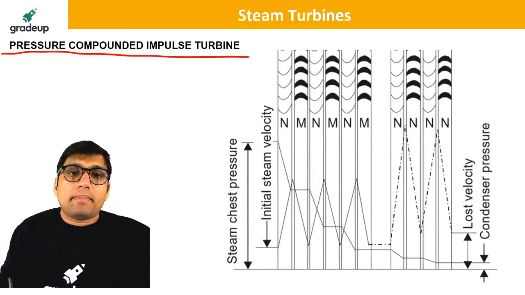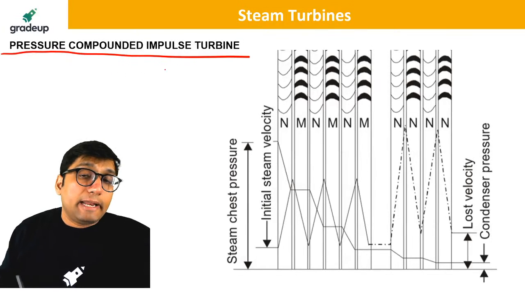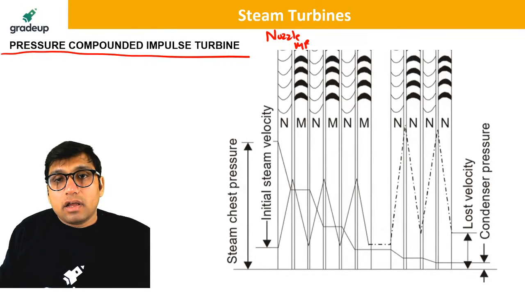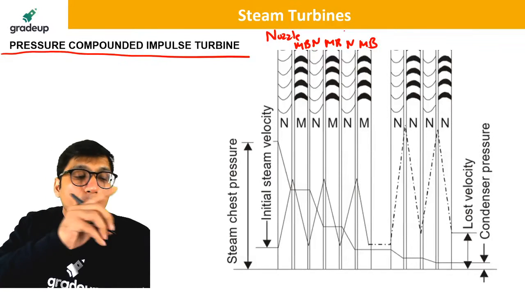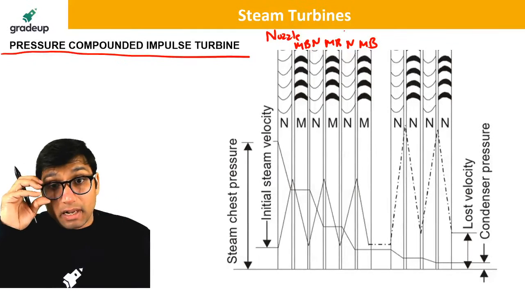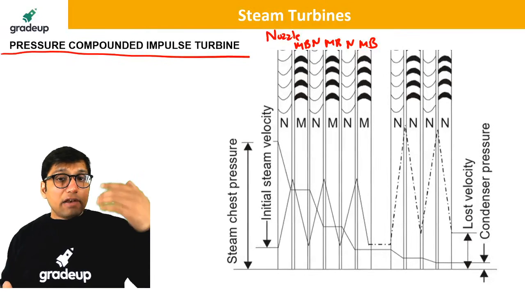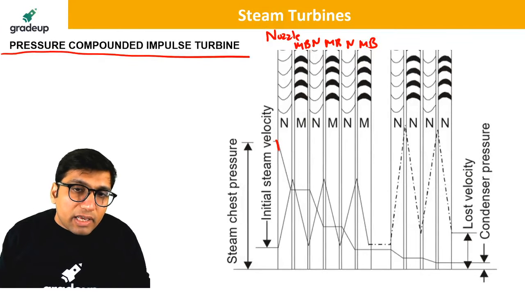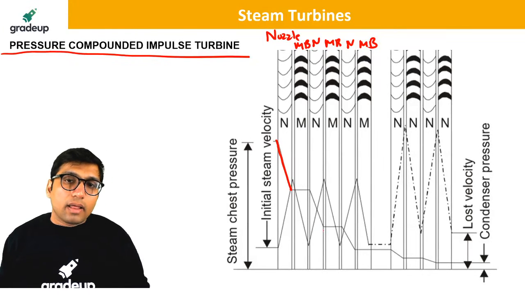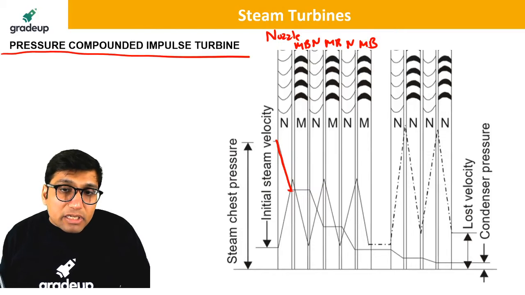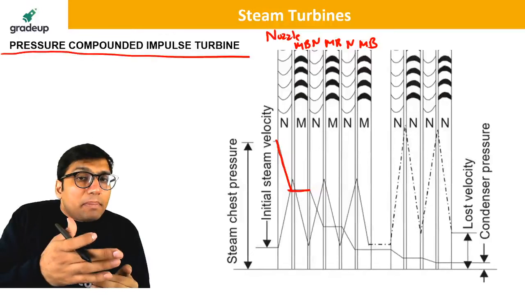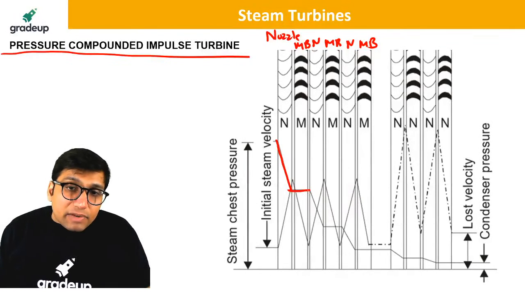In the pressure compounding impulse turbine, we will use the combination of nozzle, moving blade, nozzle, moving blade, nozzle, moving blade. With the help of this combination, what will happen? In the nozzle, the pressure will decrease. In the moving blade, the pressure will be constant. And just after the moving blade, we have another nozzle, and again the pressure will reduce.